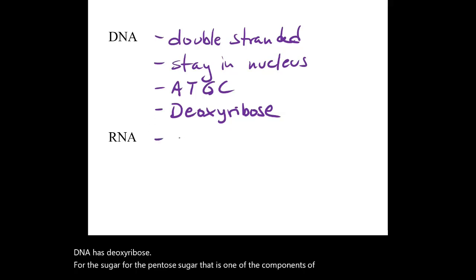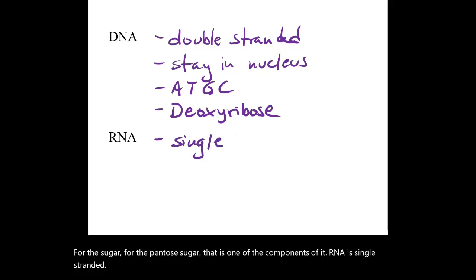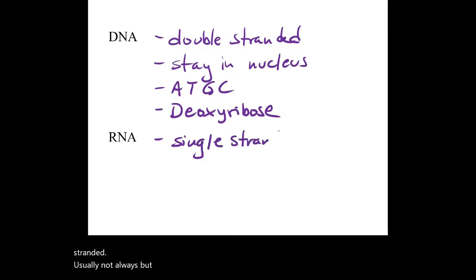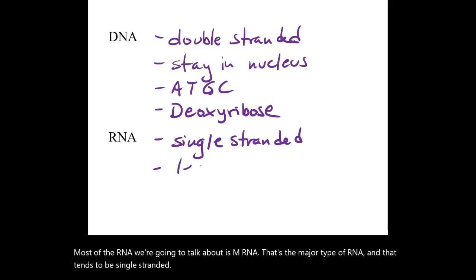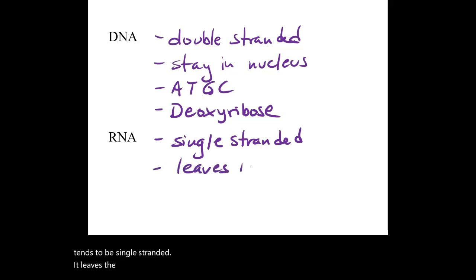RNA is single-stranded, usually. Not always, but usually. Most of the RNA we're going to talk about is mRNA. That's the major type of RNA, and that tends to be single-stranded. It leaves the nucleus. It has the bases A, U, G, and C, and its pentose sugar is ribose.